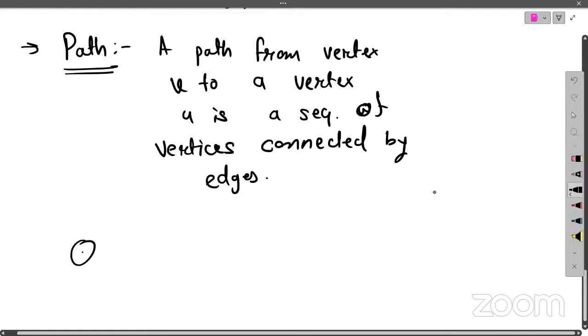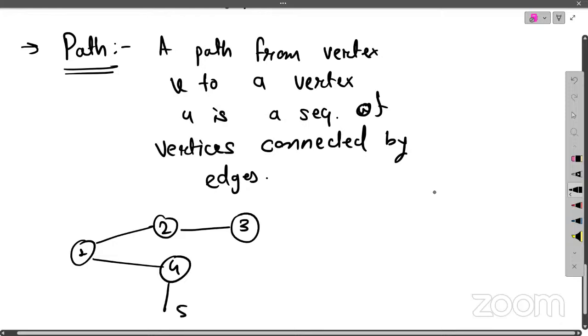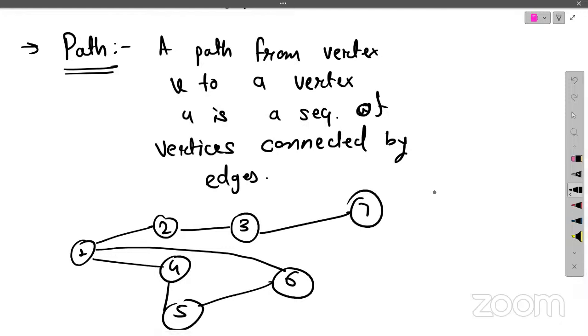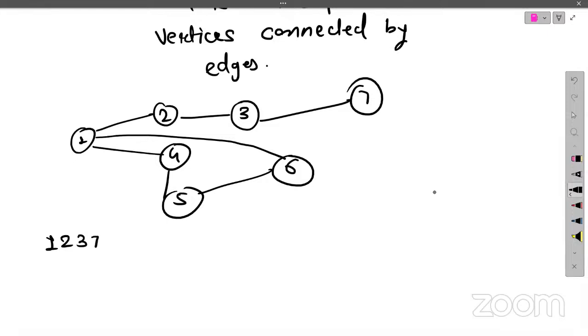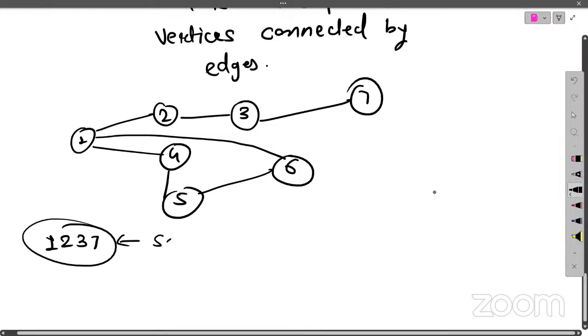So suppose you have a graph, something like this: 1, 2, 3, 4, 5, 6, and 1 is also connected to this, and suppose 7 is here. You have a graph, right? So here, what will be the path between 1 and 7? It's kind of obvious: if you collect this sequence 1, 2, 3, and 7, then this is a sequence of vertices, right?